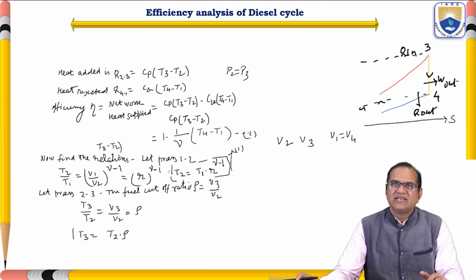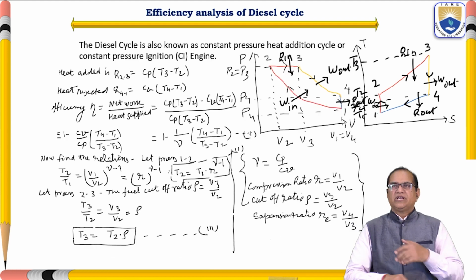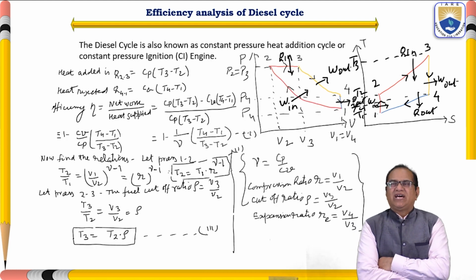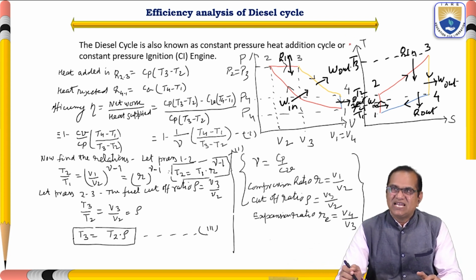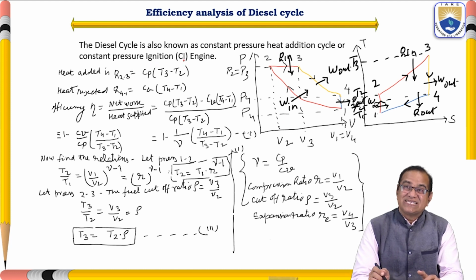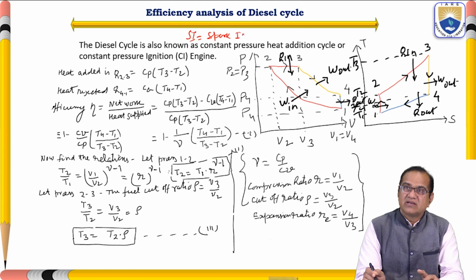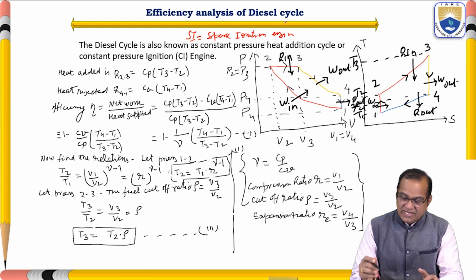Now we will see the efficiency of the diesel cycle, the same way as we have done for the Otto cycle. The diesel cycle is also known as the constant pressure heat addition cycle or the constant pressure ignition CI engine. And the Otto cycle is known as the SI engine. SI means spark ignition engine.